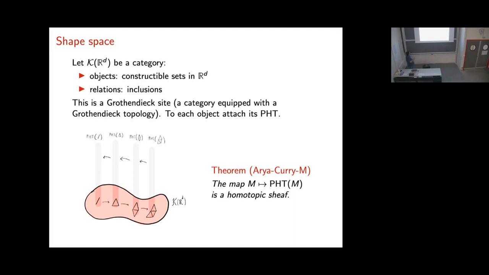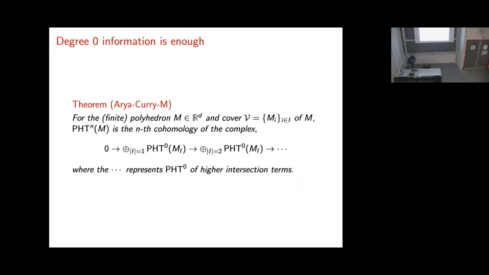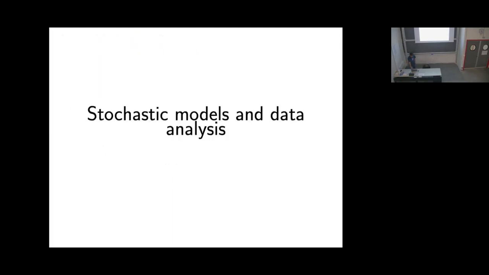So these are the inclusion maps, and above them, we put sheaves. That's probably the most general version of shape space that's out there. In doing this, we realized for a mesh, 0-degree homology is enough. You don't need to know it loops. Okay. This is a machine learning seminar, so I think I should show you some data analysis.